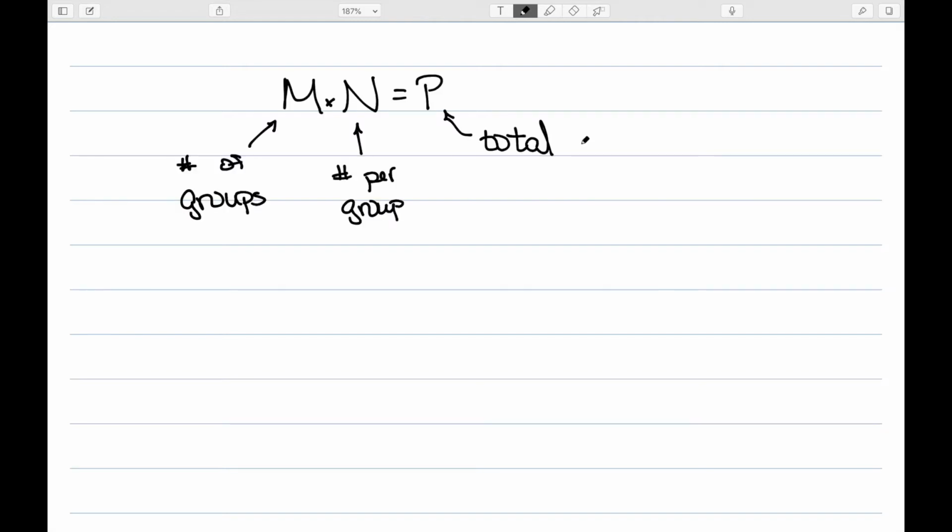In this video, I want to look at how we can extend our previous understanding of multiplication to that of fractions. As a reminder, how we defined it previously, m times n is equal to p. M is the number of groups, n is the number of items per group, and then p is the total number of items we have. And while we looked at this in terms of whole numbers, this also applies to fractions and decimals as well.